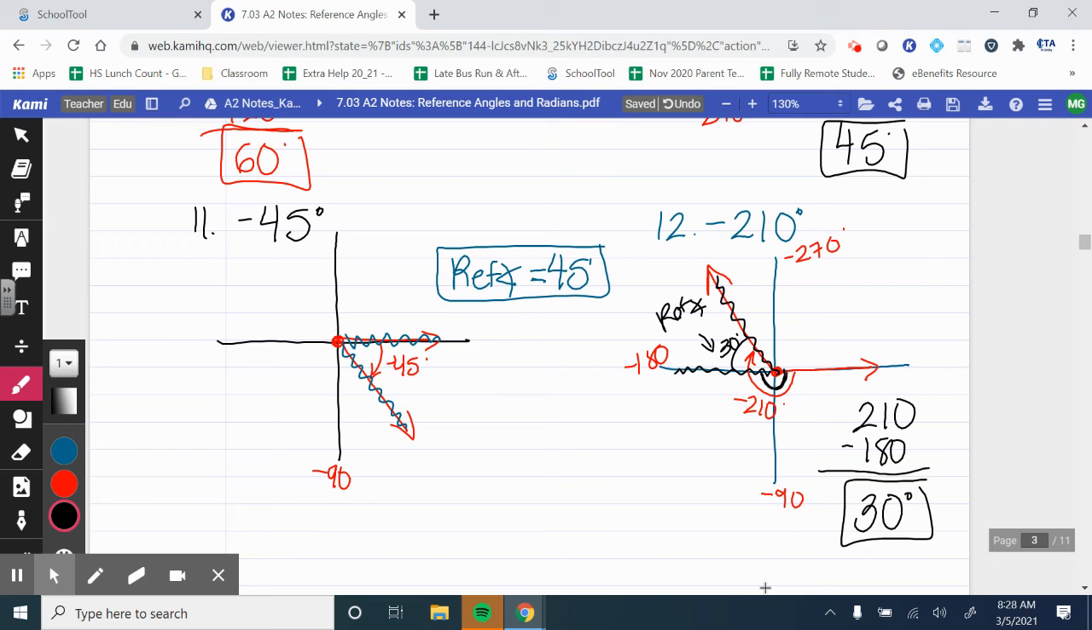Okay, so you're always trying to use that 180 to find it. If it's in quadrant 2 or 3, you're using 180 there. If you're in quadrant 1, the angle is going to be whatever it says it is. And if you're in quadrant 4, then you're usually going to be using 360, or like in number 11, you're just taking off that negative right there.